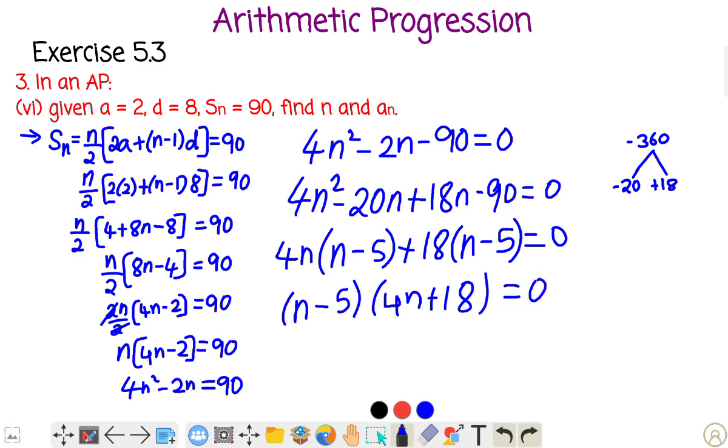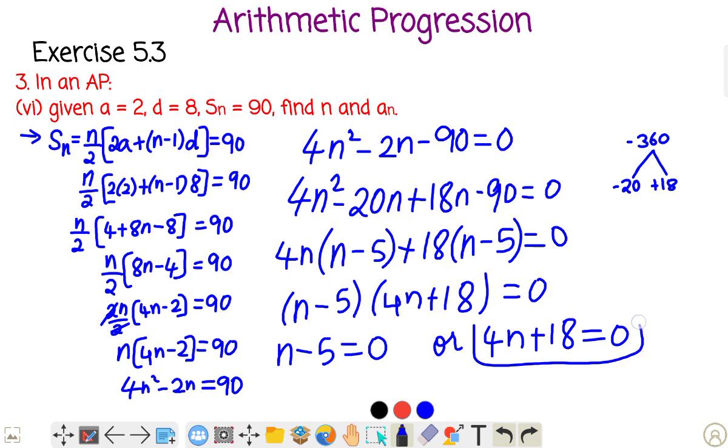So if you want the n value, you will either equate n minus 5 is equal to 0, or 4n plus 18 is equal to 0. So we will do that. So if I take n minus 5 is equal to 0, or 4n is equal to minus 18, or I can take 4n plus 18 is equal to 0.